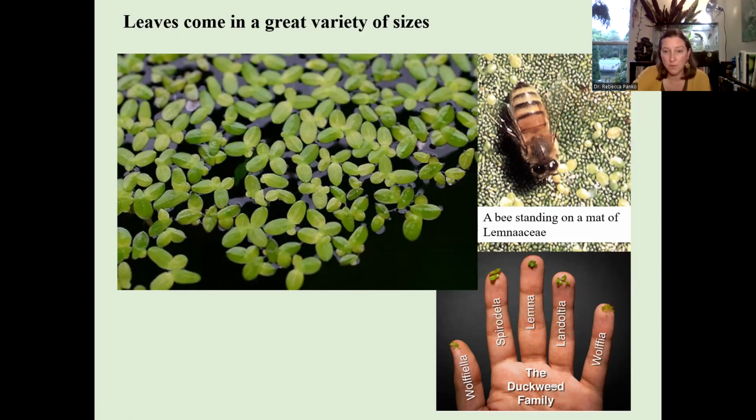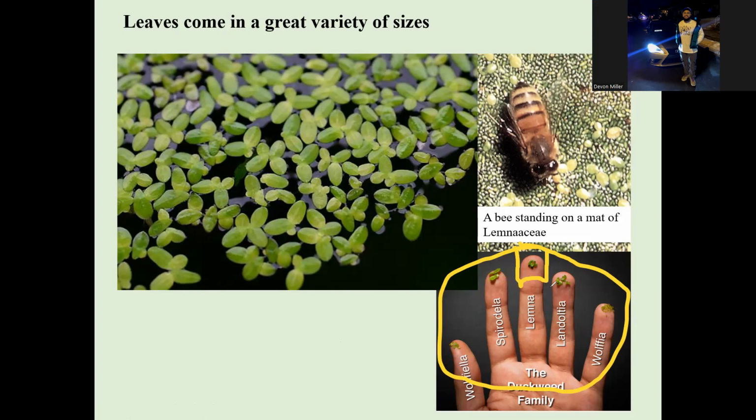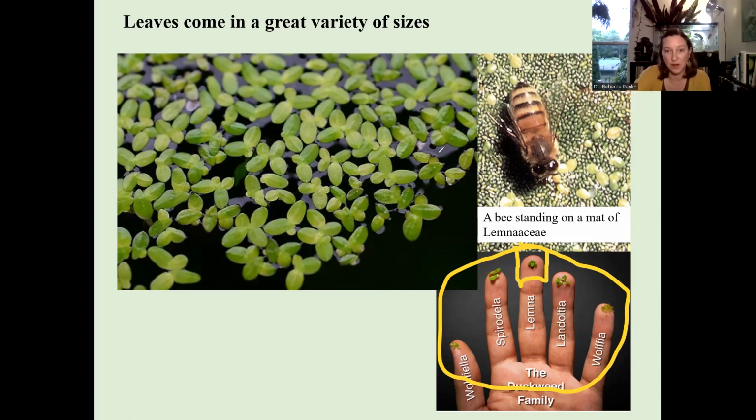Down here on the bottom, you see a hand that has, oops, my awesome annotating back at work. Each of these is holding a duckweed plant from a different member of the duckweed family, Lemnaceae. And you can see how very teeny, tiny these plants are. So like right here, this plant has probably, I don't know, 10 leaves on it, super small.